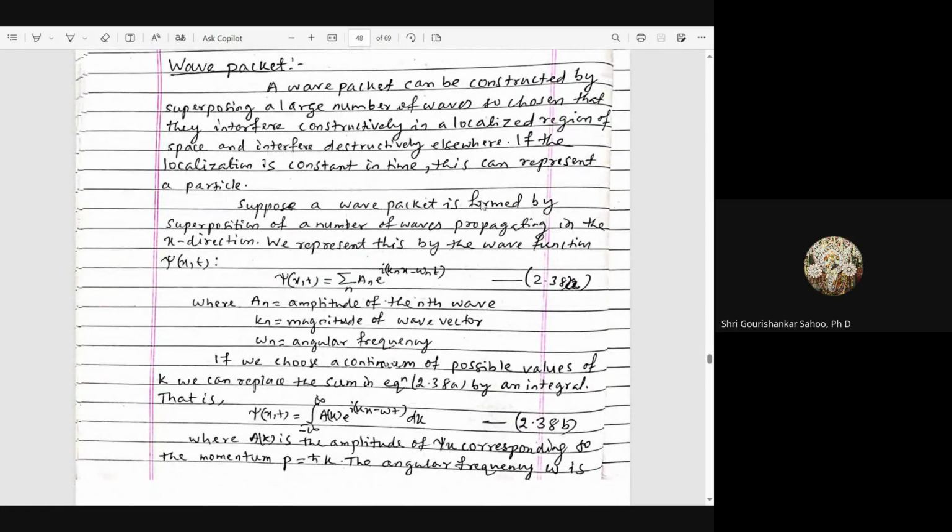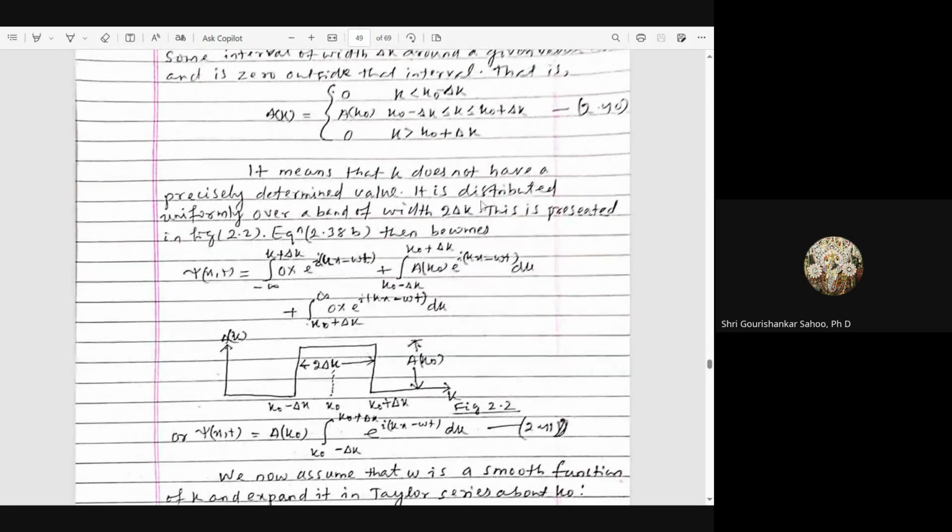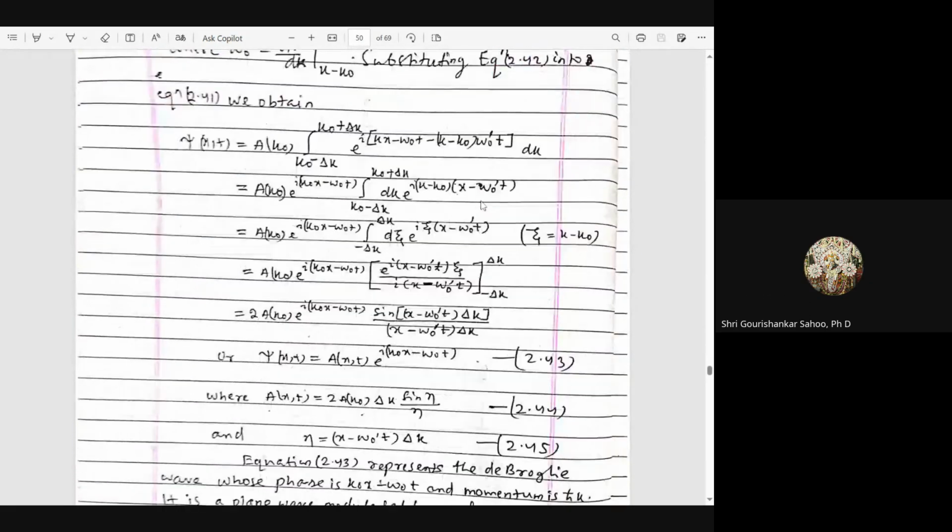Wave packet, which I have told you in the first class, represents a particle and it can be constructed by superposing a large number of waves so chosen that they interfere constructively in a localized region of space and interfere destructively elsewhere. And the localization in space and time can represent a particle. How to construct a wave packet is shown on the screen.